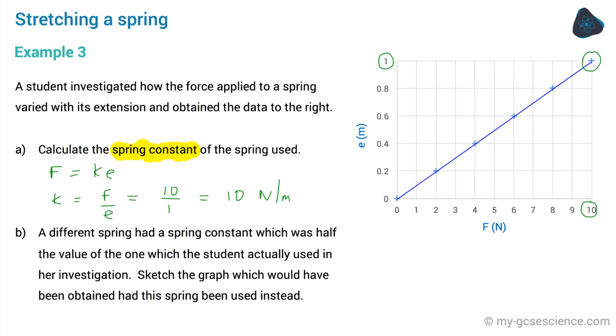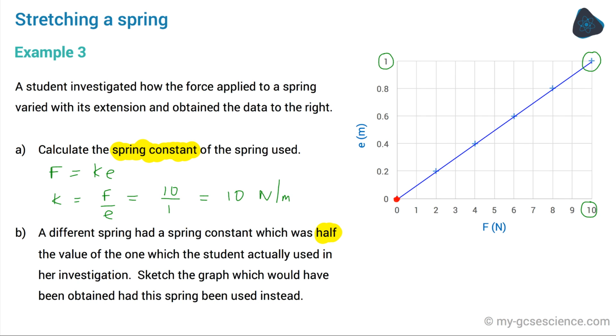For part B, we can see that the new spring has a spring constant which is half that of the first one. To sketch this graph, we're going to need 2 points. The first of these is easy to get. When the applied force is 0, the extension of the spring is 0. When you don't add anything to the spring, it doesn't stretch.